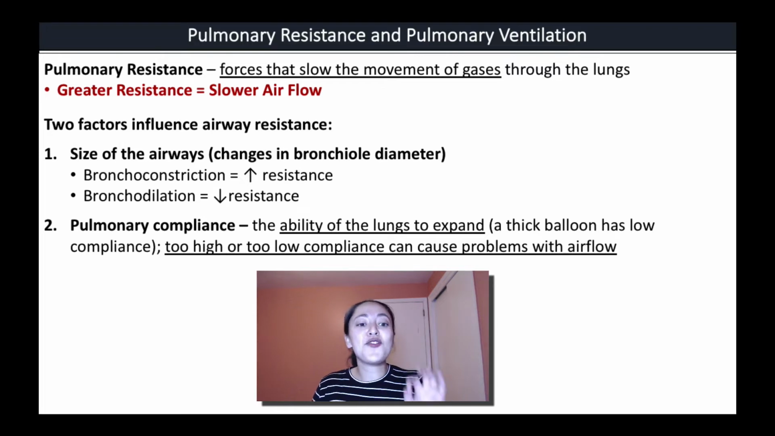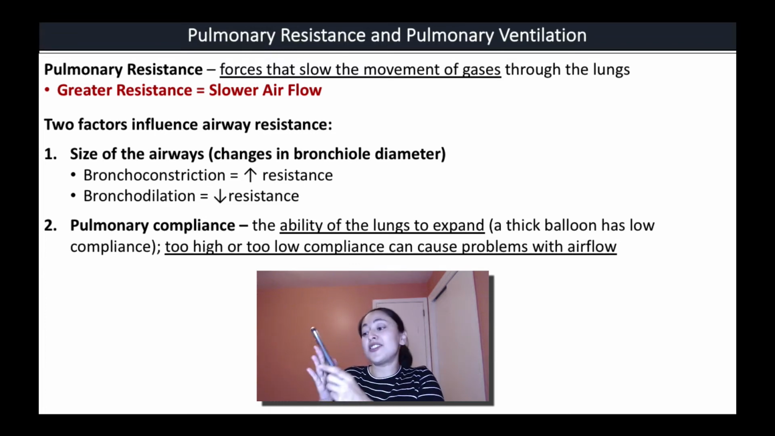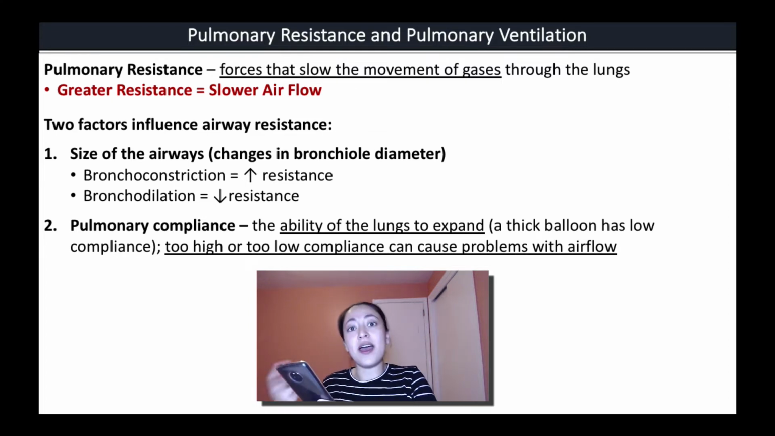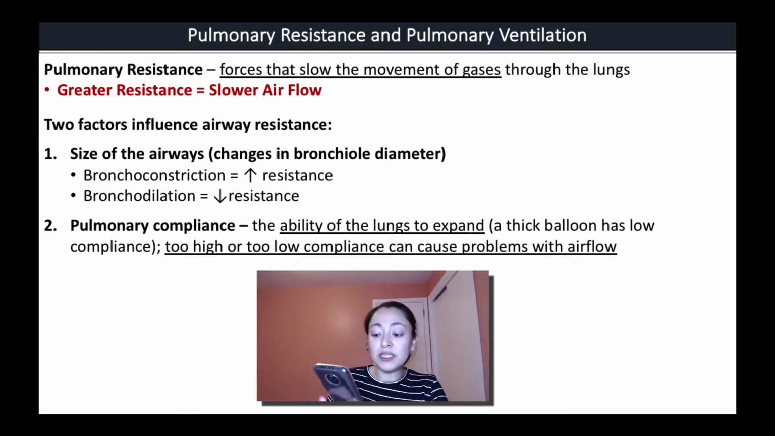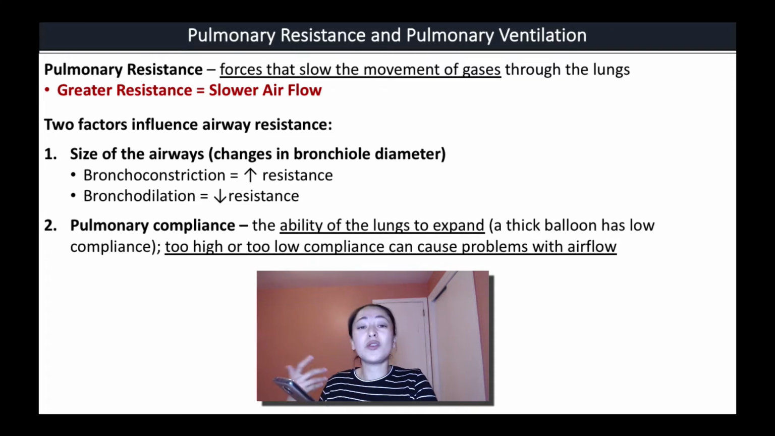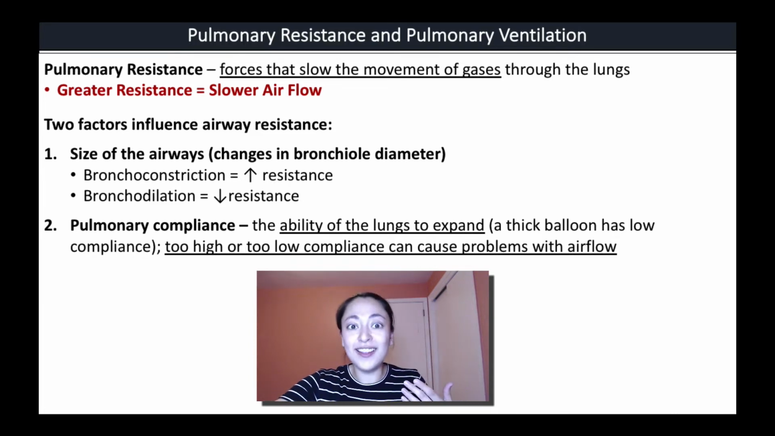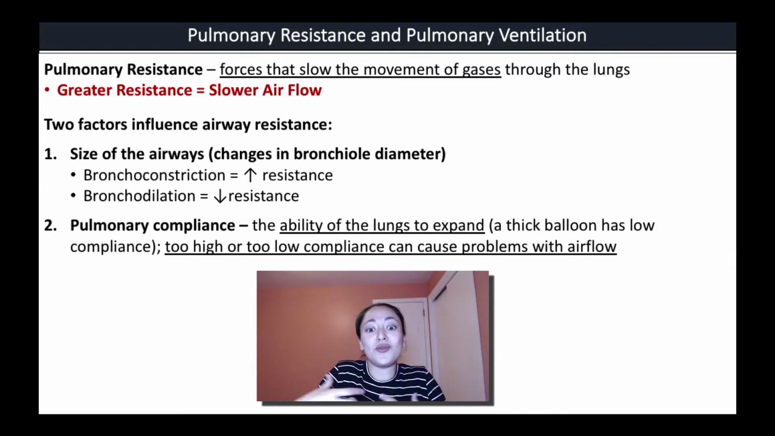The second factor that can influence airway resistance is pulmonary compliance. And don't be scared by this word compliance. We use the word compliant a lot to describe people. So let's look up what compliant means in dictionary.com. It means if somebody is very compliant, they are obeying, obliging, or yielding, especially in a submissive way. They pretty much will do whatever you tell them to do. So if we're talking about a compliant lung, then that lung pretty much does what it's supposed to do easily, okay?